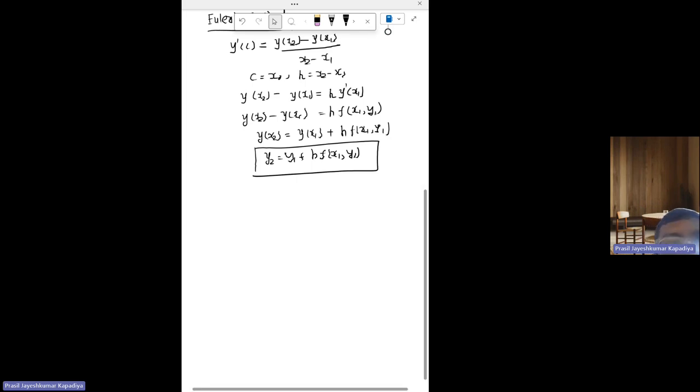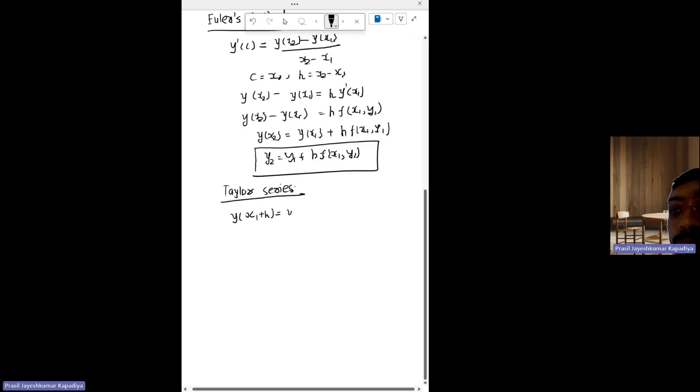Now if we go for a more complex method, one method is the Taylor series. Taylor series we have already learned. It is given by y of x1 plus h, or y of x2, is equal to y of x1 plus h into y prime of x1 plus h square by 2 factorial into y double prime of x1, and so on.